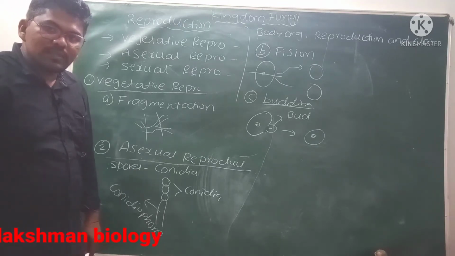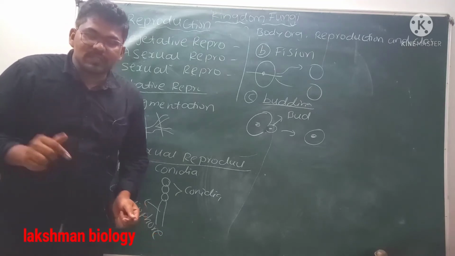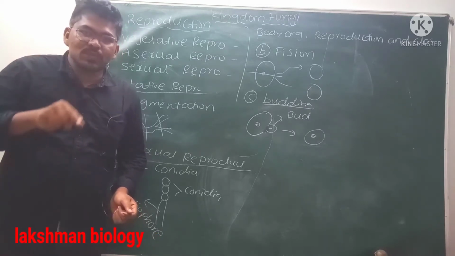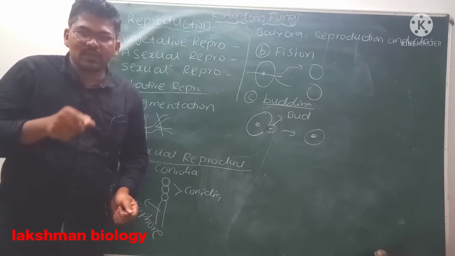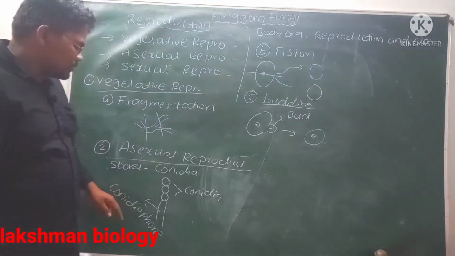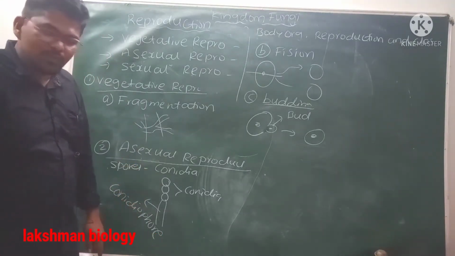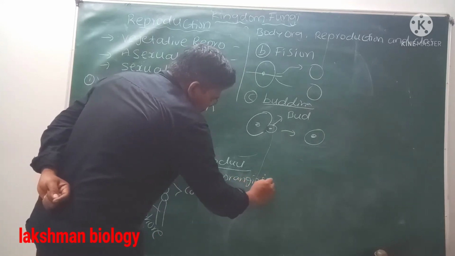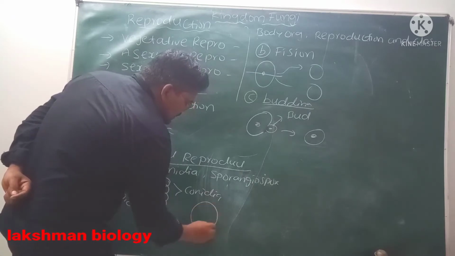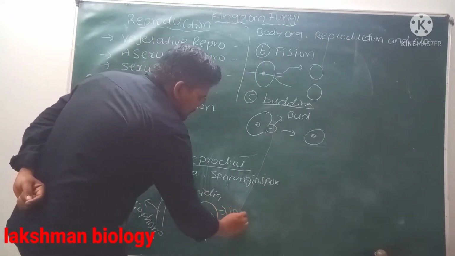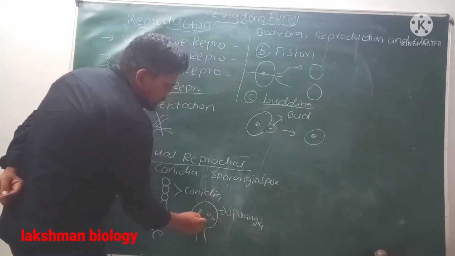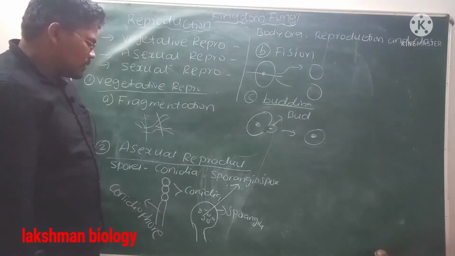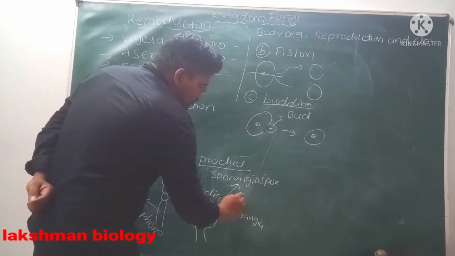Those are exogenous spores. Actually, spores are divided into two types, endogenous and exogenous, based on their formation. If spores are formed externally, those are exogenous. If the spores are formed inside the sporangium, or inside the fruiting body, those are called endogenous. Here conidiospores are exogenous spores. Then second is sporangiospores. Sporangiospores are developed within the sporangium. This is the sporangium. Inside the sporangium, you can see the development of sporangiospores. Those are endogenous spores.